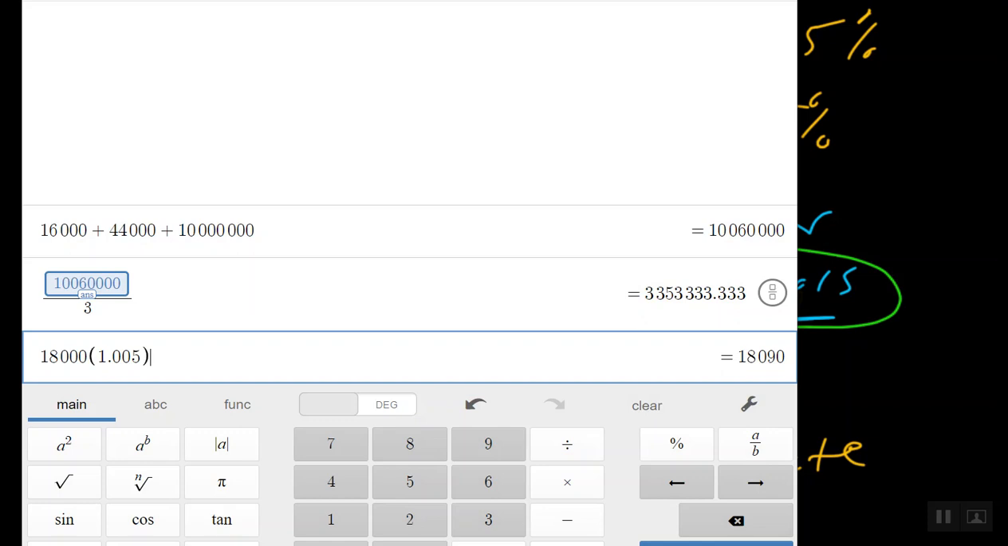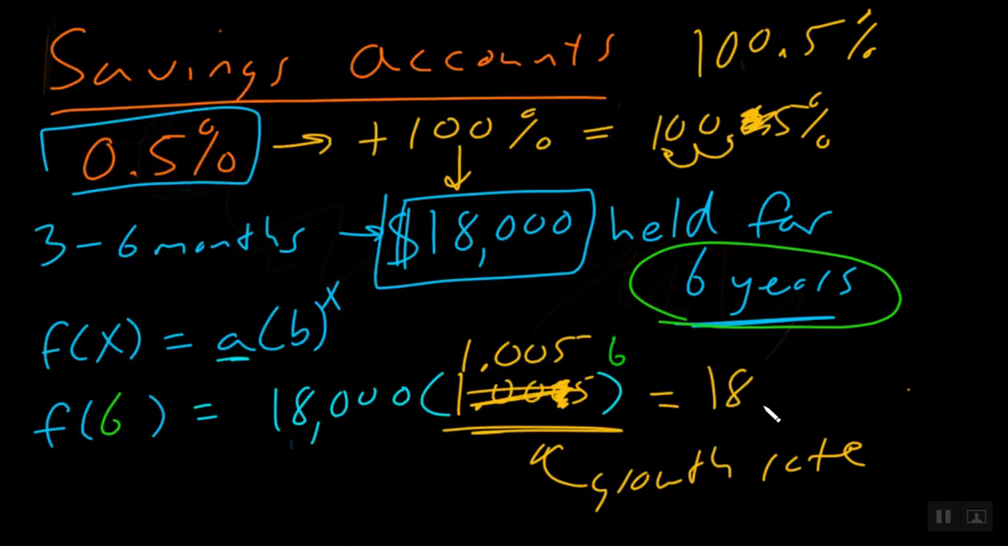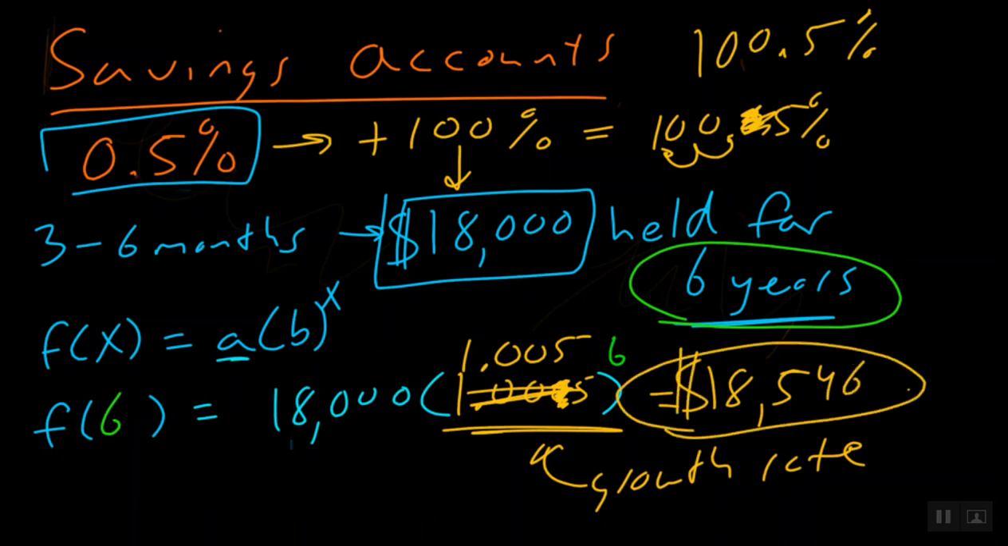Alright, so we're back here. We got our 1.005. And remember, we're going to click this A to the B. We're going to put in the number 6. And at the end of 6 years, you would have $18,546. Let's just round to whole numbers. $18,546 in the bank. And guys, y'all can see that the amount of interest, like how much money you made just by putting your money in the bank account, would be about $546.